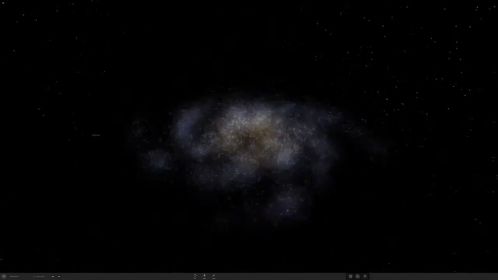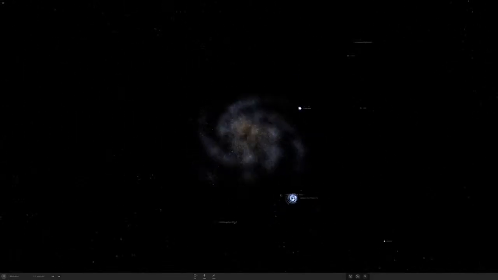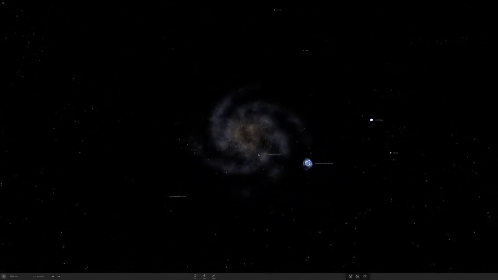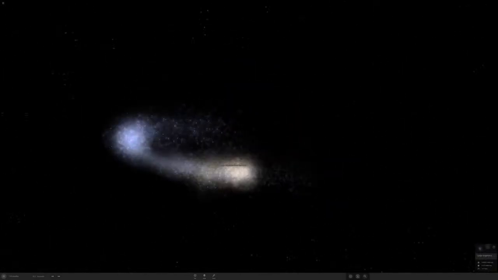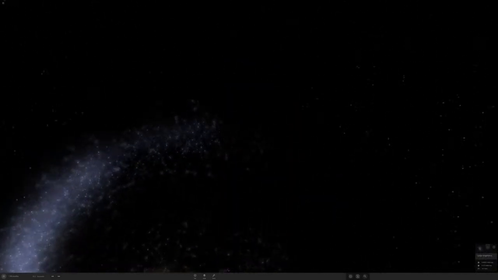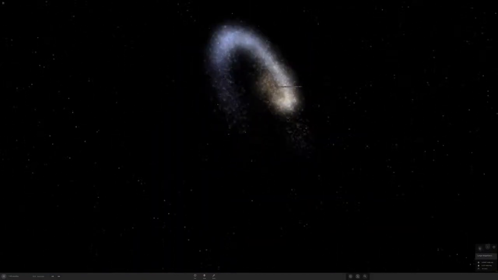Some of them are small spherical galaxies. Some of them look like the Magellanic Clouds that I mentioned a little while ago, which are just kind of like just irregularly shaped clouds of stuff. There's the Large Magellanic Cloud.